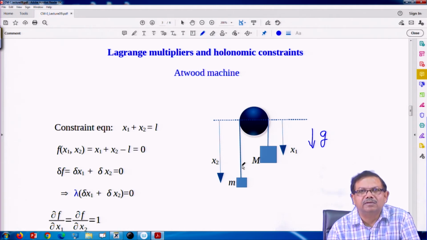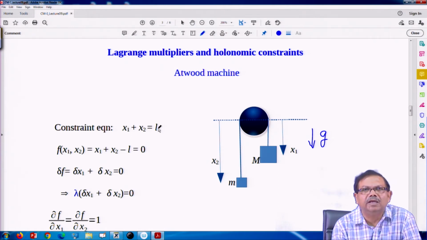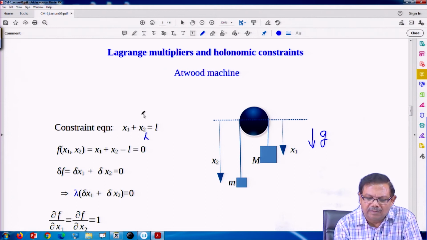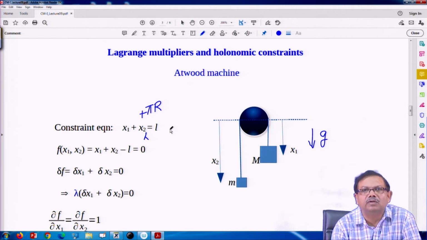So, what is the constraint? The length of the string is fixed. So, this is x 1, this is x 2, and if the radius of the pulley is r, then there is a length pi r. So, pi r plus x 1 plus x 2 must be equal to the length of the string. I have consumed pi r in L here. In principle, there should be this distance, and that is equal to L.